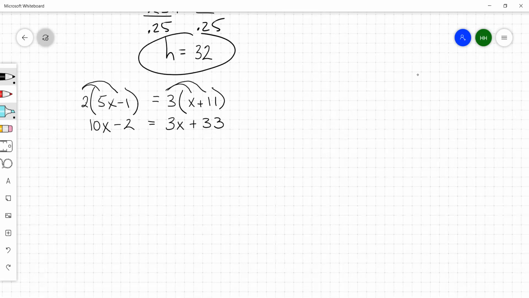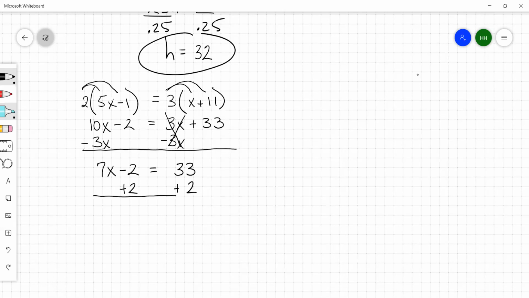And hopefully you can see what's going on there. The book just keeps adding one more step every time they show you a new type of problem. All right. So now if you move the smaller variable, you can subtract 3x from each side. So 10x minus 3x, what's that? Good. 7x, then minus 2 equals, this goes away and the 33 comes down. Then you can add 2 to each side. And 7x equals 33 plus 2. Good, that's 35. And then you can divide by 7. 7's cancel, and x equals 5.